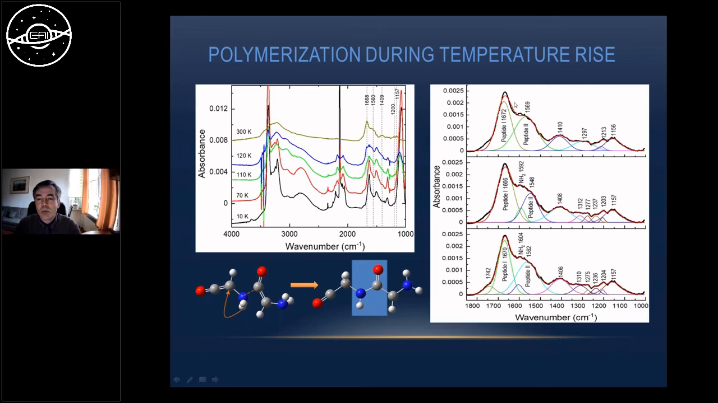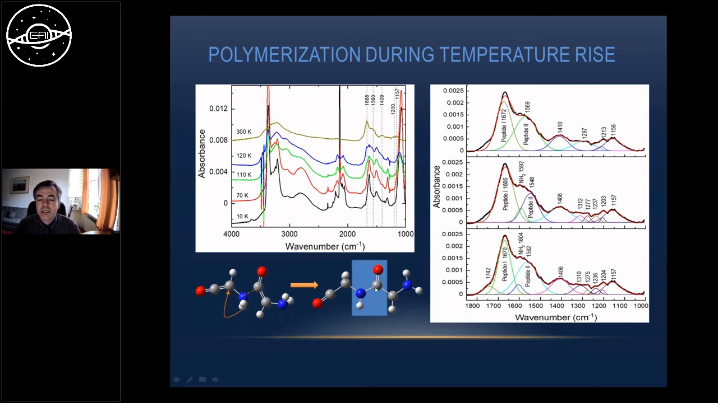And you can see them better on this right image, where the deconvolution of this room temperature 300K spectrum is given. Here the most informative is the appearance of new bands, which are marked here as peptide 1 and peptide 2. These bands are characteristic bands of the peptide bond, which links amino acids in the protein chains.